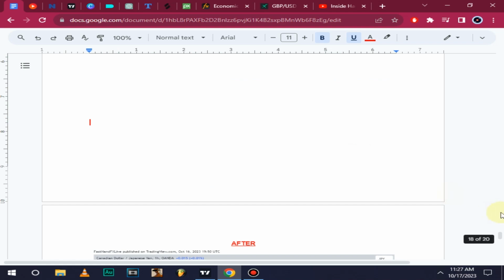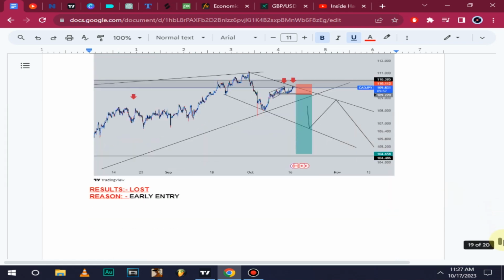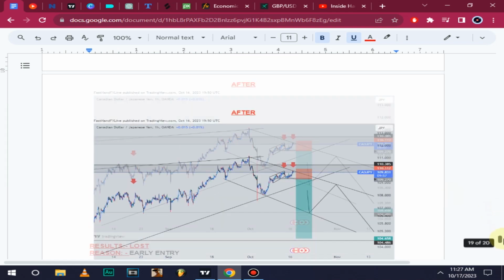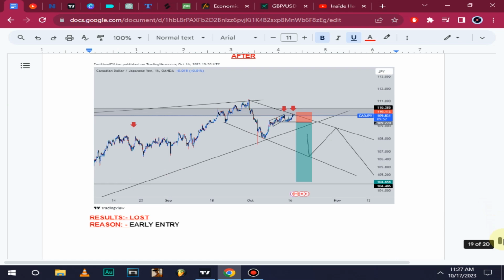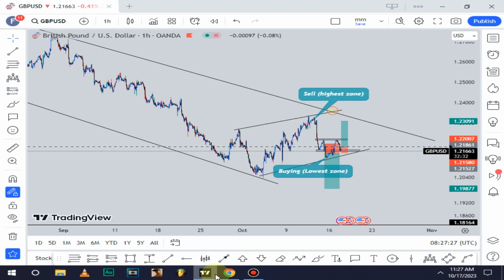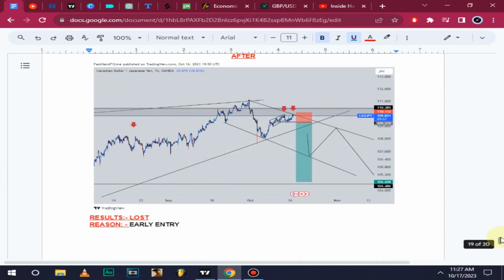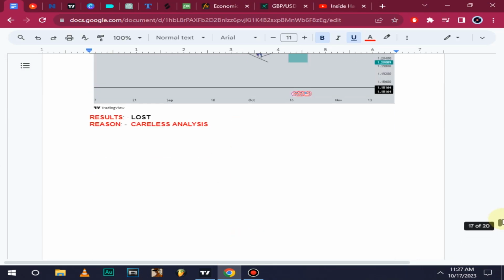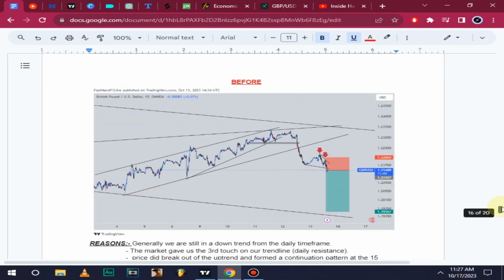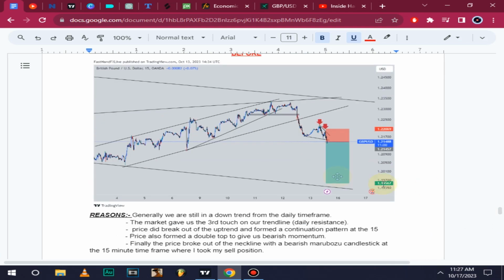Let me just show you that. Over here, I did take a loss. Why? I did make an early entry. I did not wait for price to give me confirmation whether to take a sell or wait, right? So let me just show you on that GBP USD. Here we go. GBP USD, this is just the way I did explain. We were still doing that. That's how the market was looking last week, right?